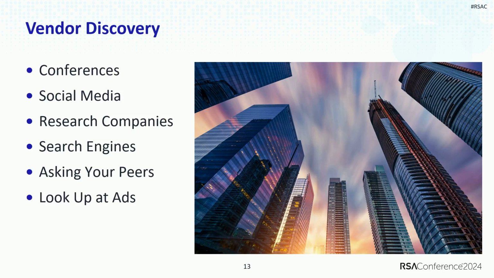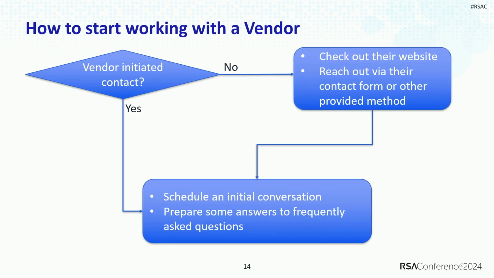So when it comes to vendor discovery, you have this entire place. You have social media. You have the different research companies that do the magic listicle or whatever you want to call it. You can ask your peers, and yeah, there are so many ways to discover vendors. So once you have that list, it's time to start working with them.